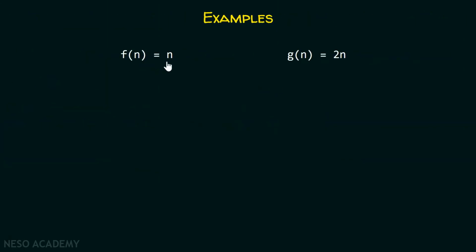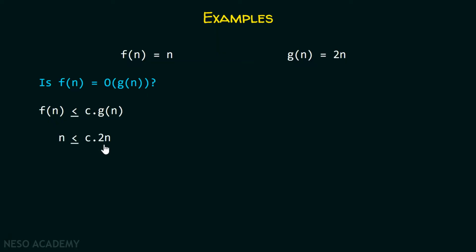Now let's see one example. Let's say f(n) is equal to n and g(n) is equal to 2n. We need to compare these two functions. We need to find whether f(n) is equal to big O of g(n) or not. For this purpose, according to the definition, we have to write f(n) less than or equal to c dot g(n). We need to find some c value here. Let's first replace f(n) by n and g(n) by 2n. This gives n less than or equal to c dot 2n, right?